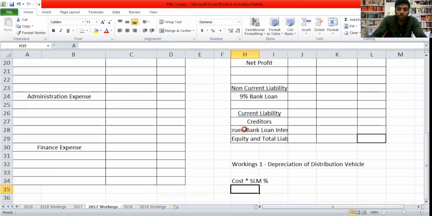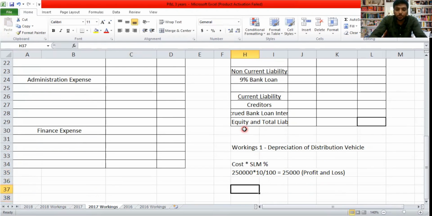So now cost is how much? 250,000. Percentage is 10%, 10 over 100. That gives you an amount of depreciation, 25,000. This will be charged to profit and loss account. So you need to transfer this 25,000 to profit and loss account, because this is the depreciation for that particular current year.